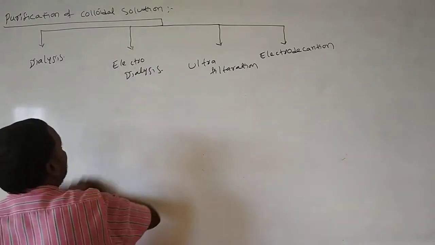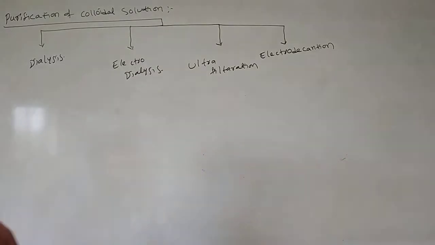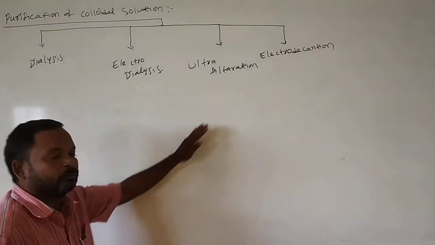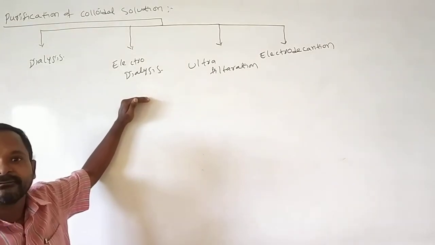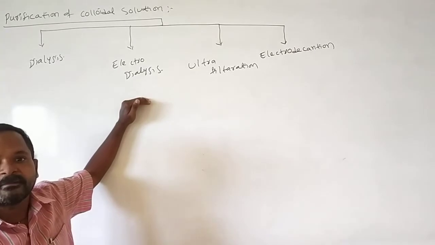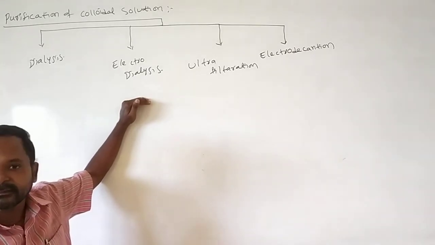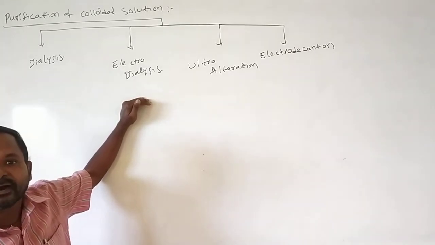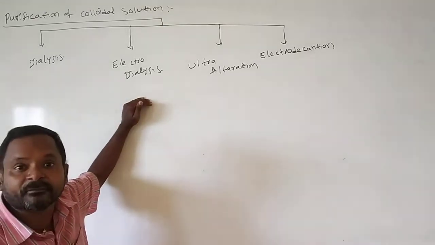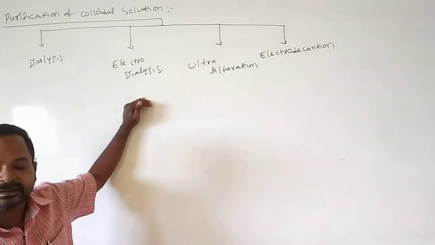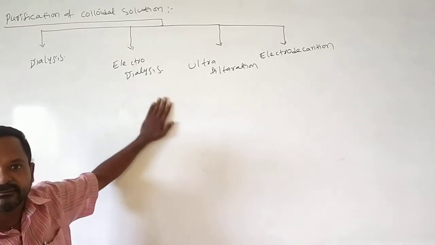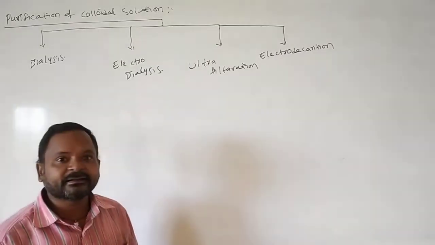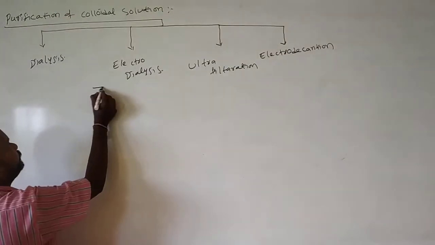Then we move into electrodialysis. What is the meaning of electrodialysis? The diffusion of impurities or solvent particles from the dialysis bag towards the pure water under the influence of electric current. Under the influence of electric current we call it electrodialysis. And this process is very fast.